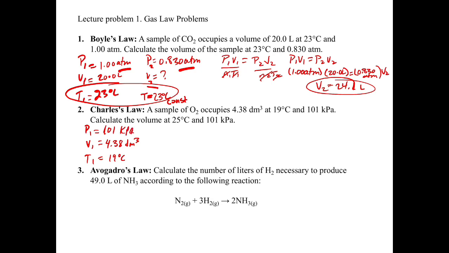And then it says, what happens if we keep the pressure the same? So this says 101 kPa. We change the temperature a little bit. We go from 19 to 25 degrees Celsius, so we heat it up. What's going to be our new volume? In this case, the pressure is the constant, so that's going to wind up dropping out. Again, like in the previous example, we are not changing the number of moles.